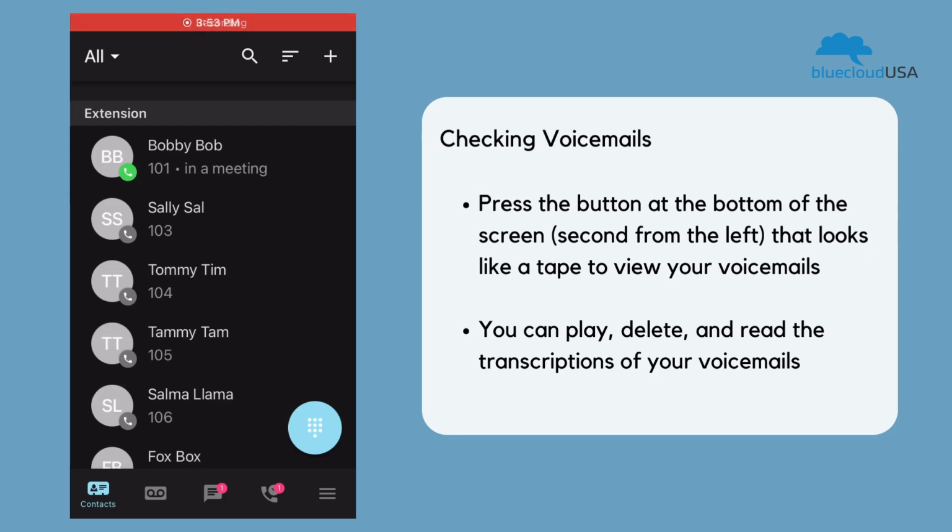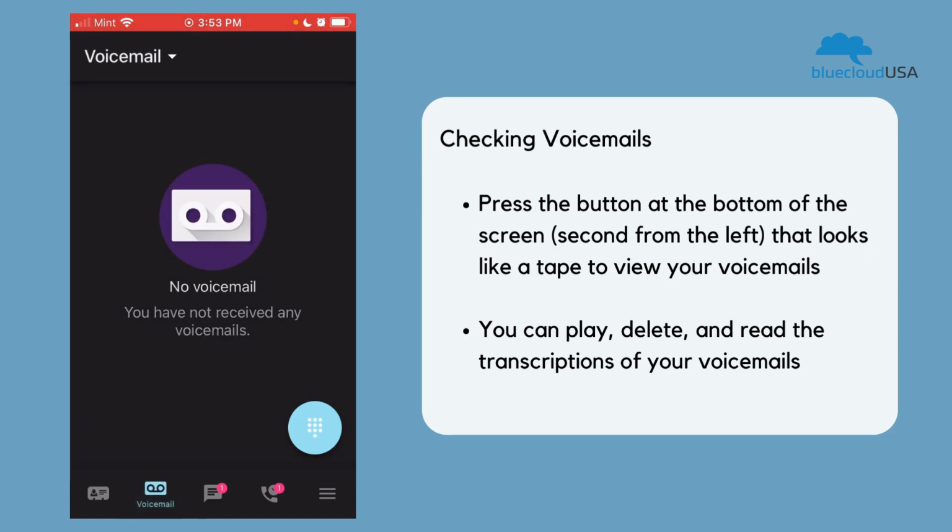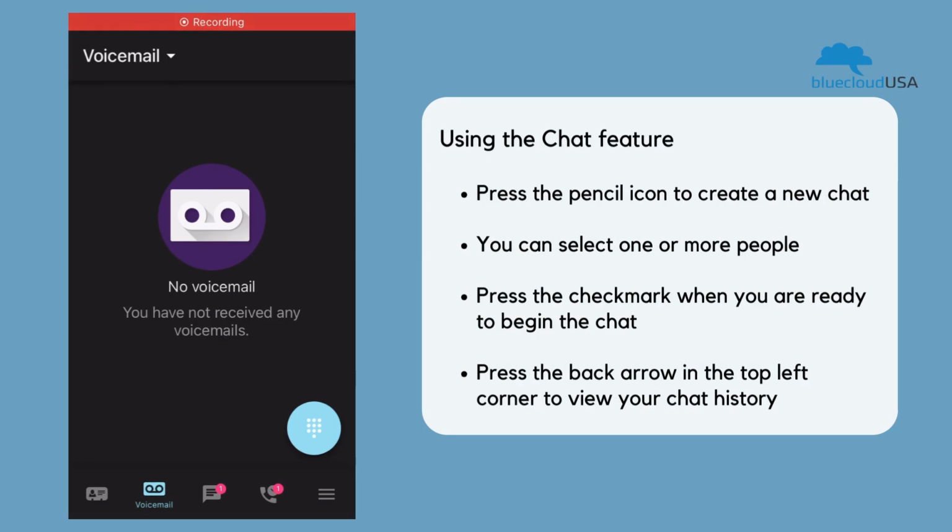Checking your voicemails is a breeze on our system on the mobile app. Simply press the second from the left icon at the bottom here. It'll take you to your voicemail tab. From here, you can play and delete the messages using the play button and the trash icon respectively. You can also read through the transcriptions of your messages.